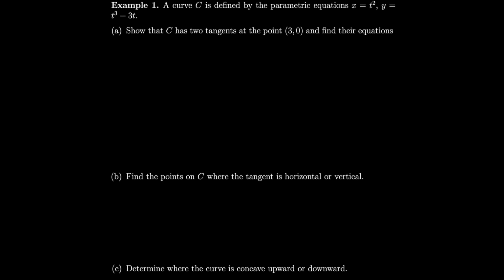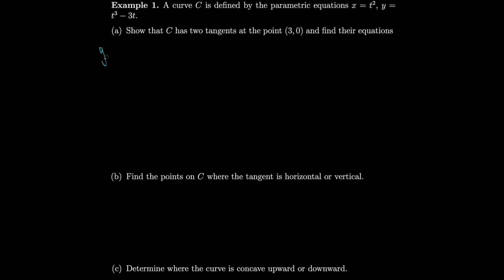A curve C is defined by the parametric equations x equals t squared, y equals t cubed minus 3t. Let's show that C has two tangents at the point (3, 0) and find their equations. So we want to see the t value where y is 0, so we could see the point at which these tangents occur.